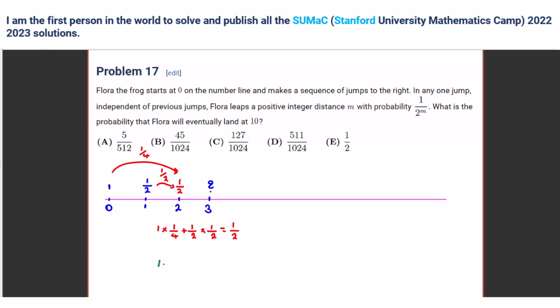From 0 to 3, it would be 1 times 1/8. 1/4 plus, what about this? From 1 to 3, wait, sorry. Do you mean from 0 to 2 or 0 to 3? 0 to 3, sorry, it says 0 to 3 is 1 times 1. What about this one? 1/2 times 1/4. What about the next? 1/2 times 1/2. Exactly. So it would be 1/8 plus 1/8 plus 1/4. 1/8 plus 1/8 is 1/4 plus 1/4, which is 1/2, right?